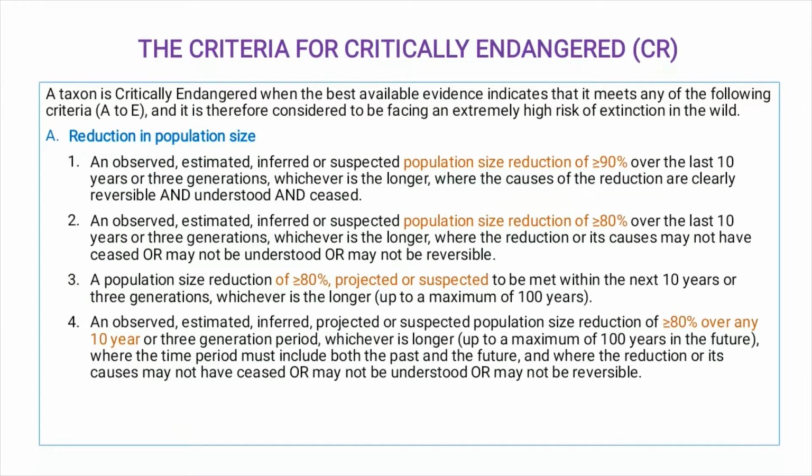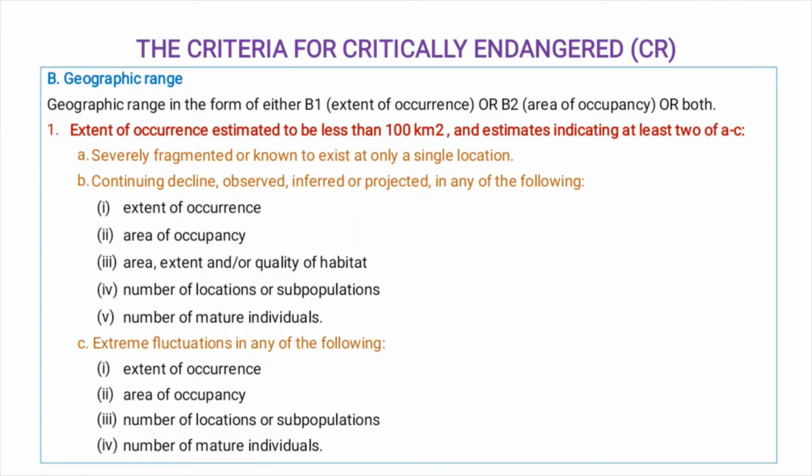If there is more than 80% observed reduction in the population size in the past 10 years, and more than 80% estimated reduction in population size over the next 10 years, while considering that the causes of the population reduction have not ceased, cannot be reversed, and are not understood, then the species is declared as critically endangered species. The next criteria that we need to consider while declaring a species as critically endangered is the geographic range.